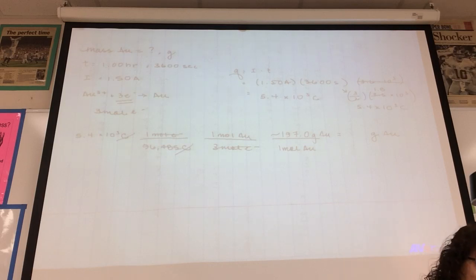And this one without a calculator probably would be a little bit frustrating. The next one I think is more non-calculator friendly.